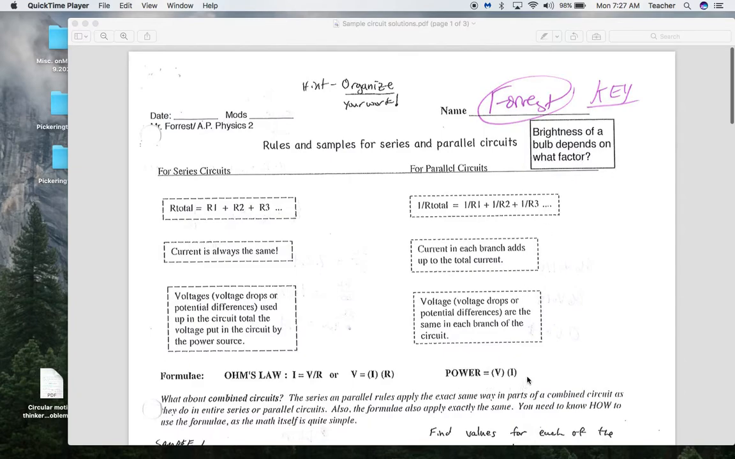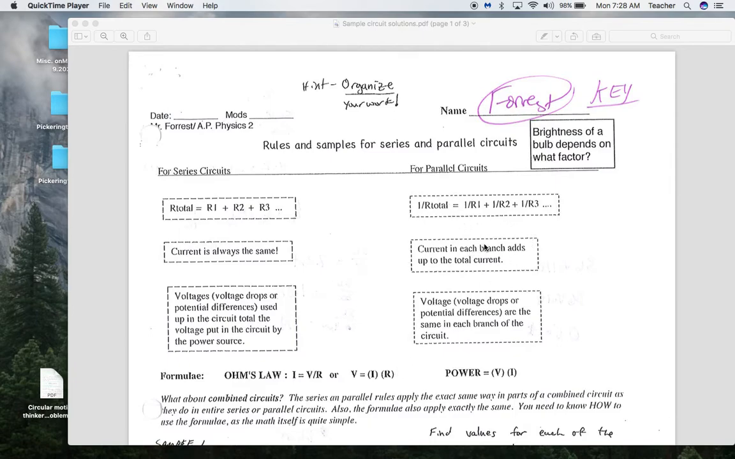P equals V times I, and there's a couple other ways to calculate that. Ohm's law is the formula we use mostly for solving things in terms of circuits, voltages, resistances, and currents, and it works for any whole circuit or any part of a circuit, whether that be parallel, series, or combination.